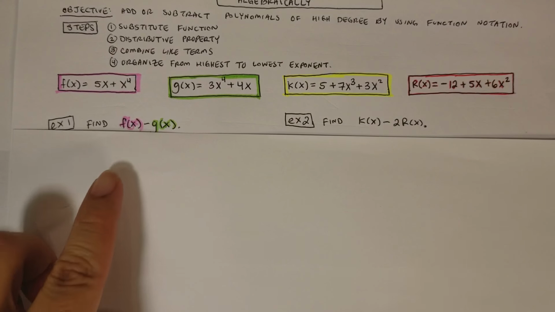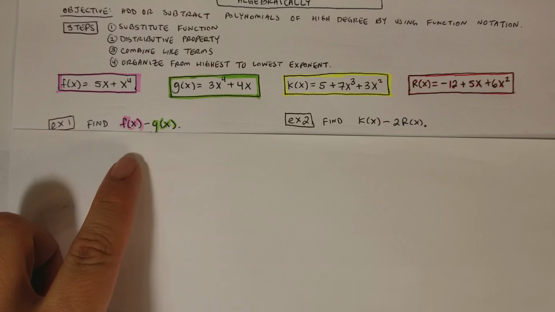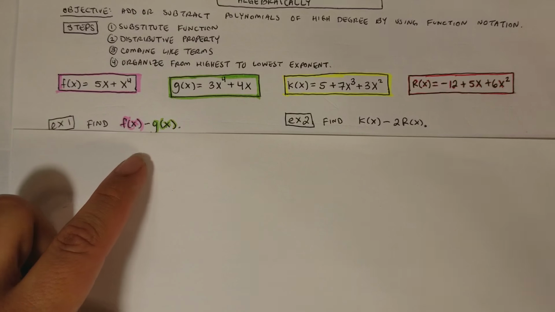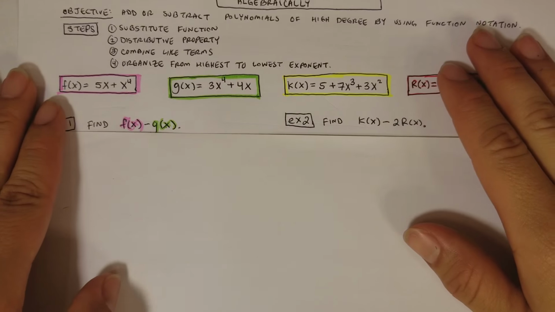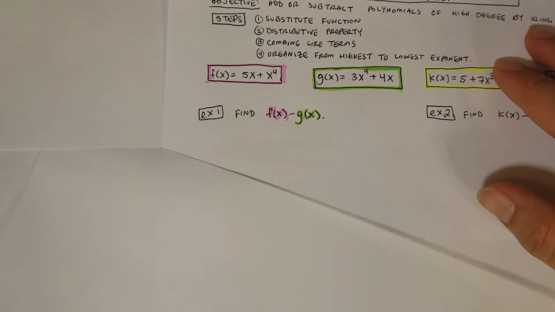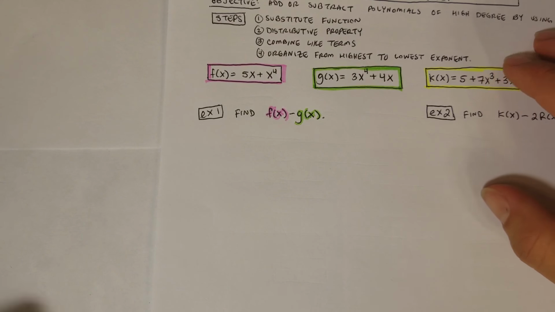Okay, so we're going to be plugging into this. We're going to be doing one and then we can work on the other immediately afterwards. So we'll come back to this one. So find f of x minus g of x. So let's get to it on that one.